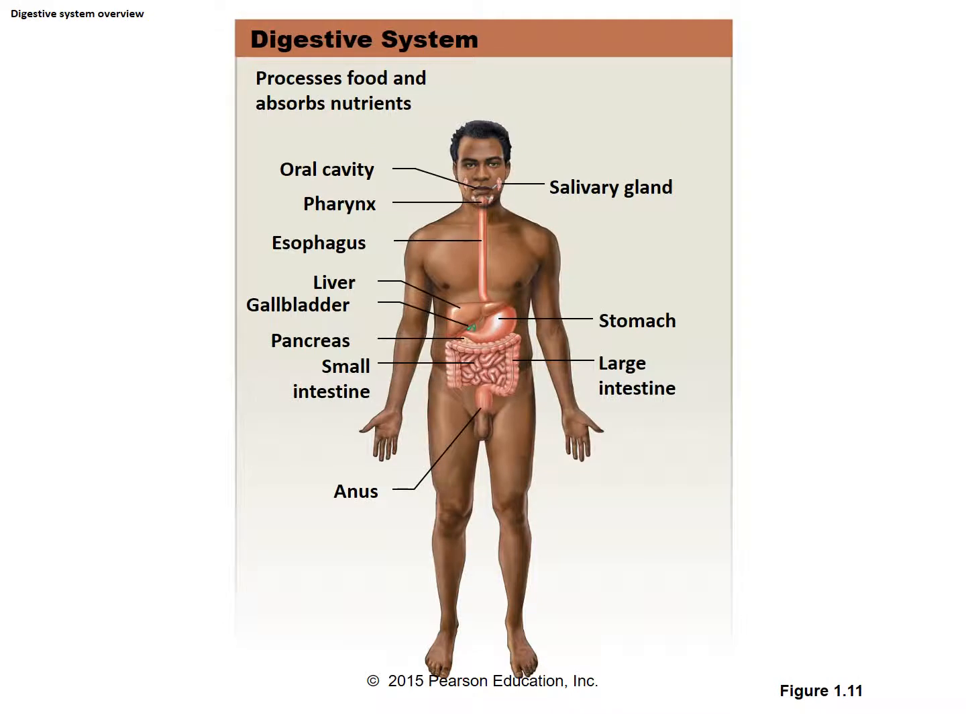Our digestive system is going to be how we process food and absorb nutrients. It is otherwise known as the alimentary canal, and it's going to go from our oral cavity all the way down to the rectum and anus, and consists of also several accessory organs that will help to process different food items that move through.